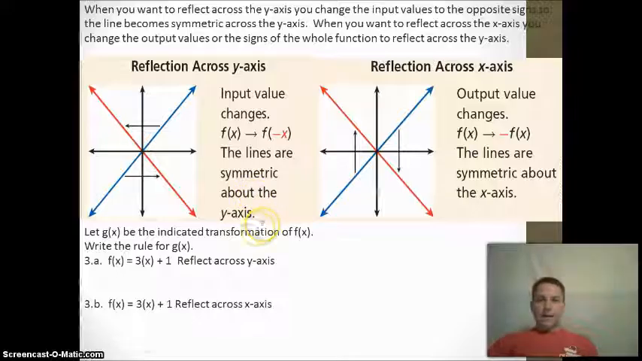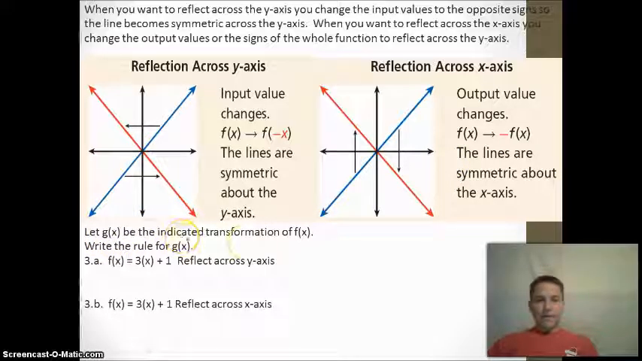When you want to reflect across the y-axis, you change the input value to the opposite sign so that the line becomes symmetric across the y-axis. When you want to reflect across the x-axis, you change the output values, or you change the signs of the whole function, however you want to think about it. So reflecting across the y, you change the input value. Reflecting across the x, you have to change the whole function.